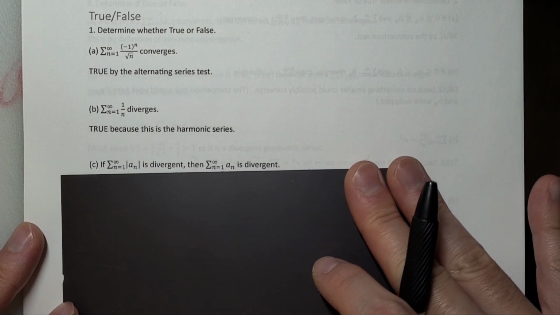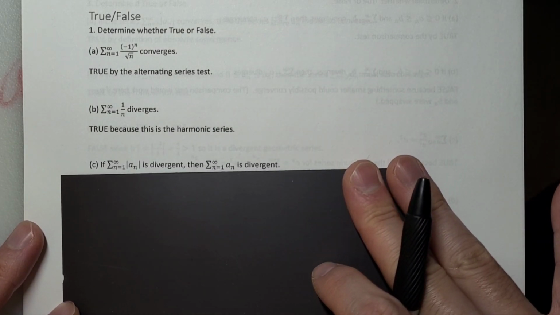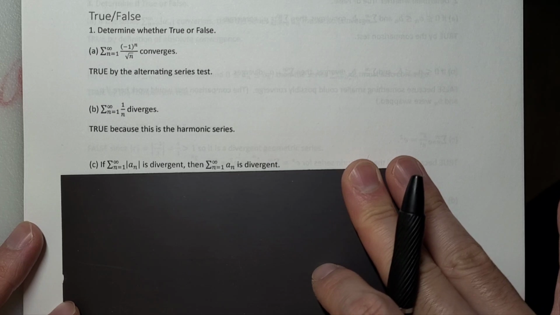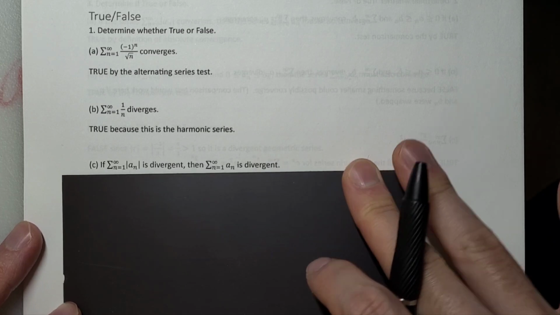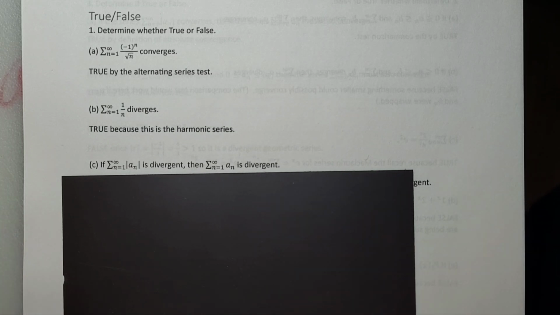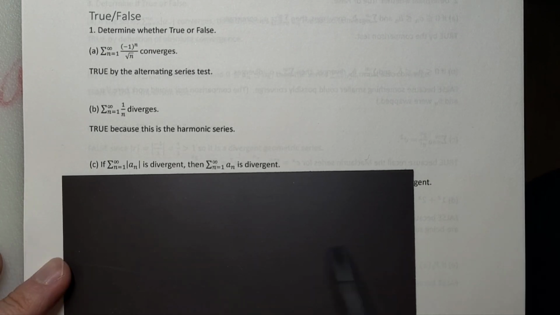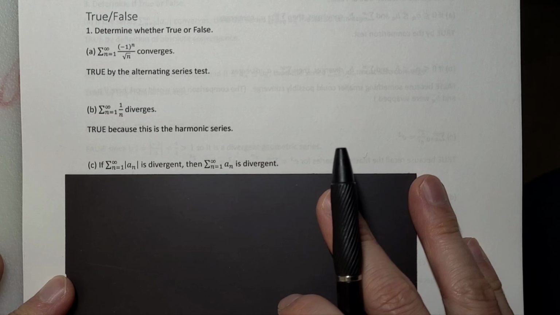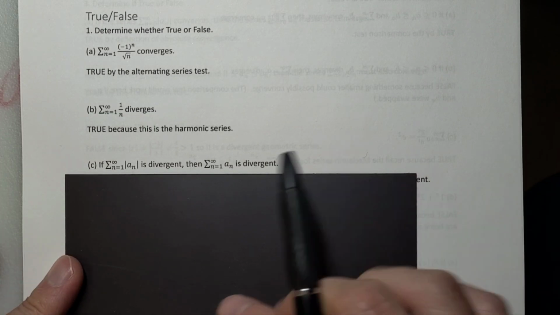Next, if the summation as n goes from 1 to infinity of the absolute value of a sub n is divergent, then the summation as n goes from 1 to infinity of a sub n is divergent. Is this true? Is this false? So go ahead and pick your answer. I don't remember what I put as my answer, so let me think through it live, like I'm on the exam.